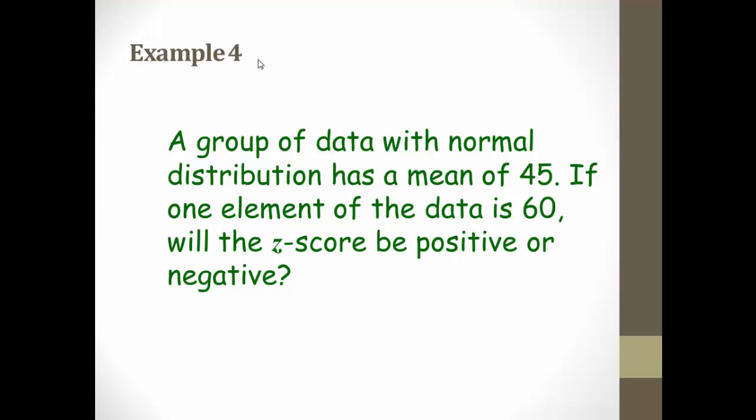Okay, here's our last example. I have a group of data with a normal distribution. It has a mean of 45. One element of the data is 60. Will its z-score be positive or negative? Well, all you need to know there is that 60 is larger than the mean. So that 60 would have to have a positive z-score because it's farther from the mean in the positive direction. So that will have a positive z-score.